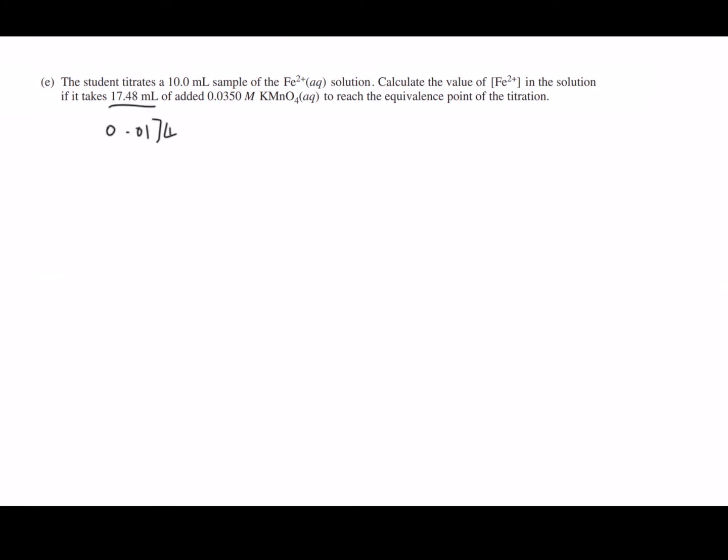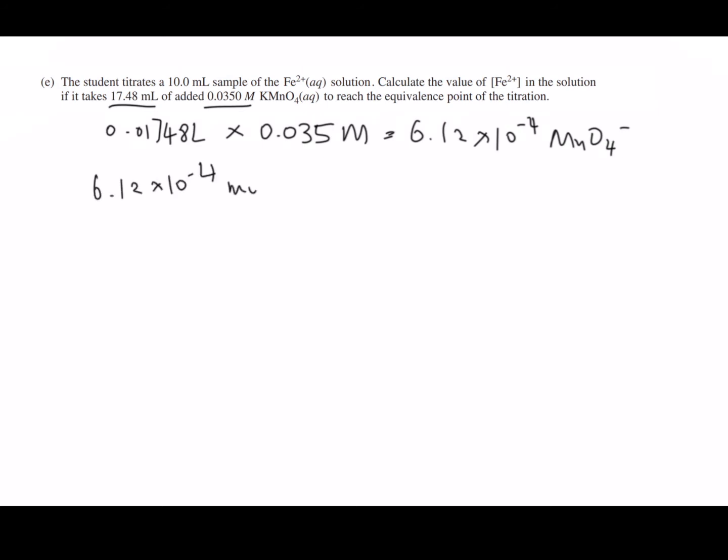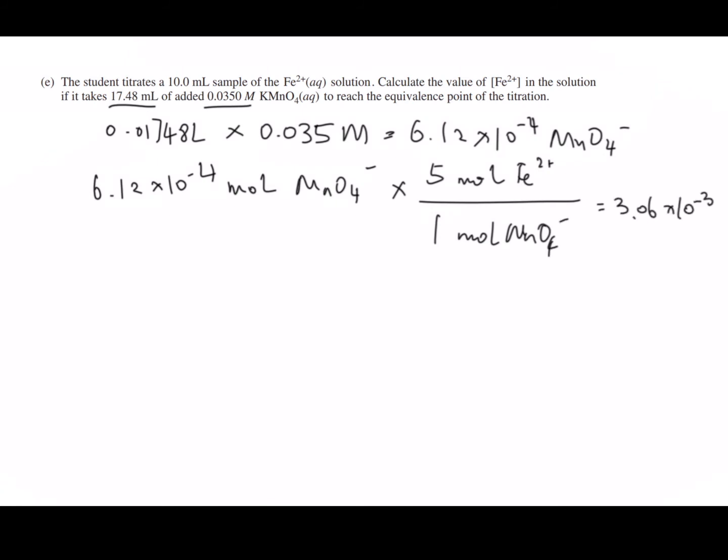For this question, we need to convert the unit first. So we change milliliters into liters. And then we use liters times molarity to get the number of moles of MnO4-. And then we use the number of moles of MnO4- times the ratio of 5 to 1. Then we get the moles of Fe2+.